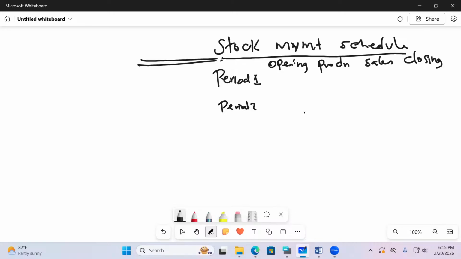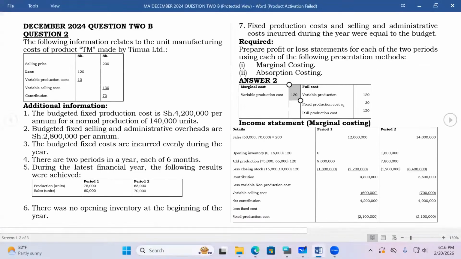Fortunately, this great examiner gave us this in the question. If you go back to the question, you will be able to see where the examiner has given us these inventory movements. He told us in note number 5, during the latest financial year, the following results were achieved. So if it is production, period 1, we produced how many? 75,000. How about period 2? 65,000.